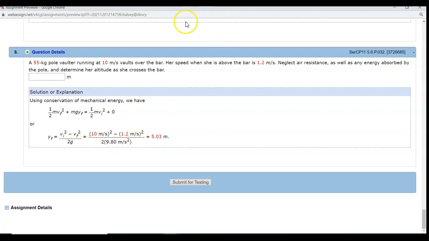So pretty much like we did in the last one, we're looking at the initial velocity squared, 10 squared, minus the final velocity, 1.2 squared, and then divide that by 2 times 9.8. That gives us our answer in meters.